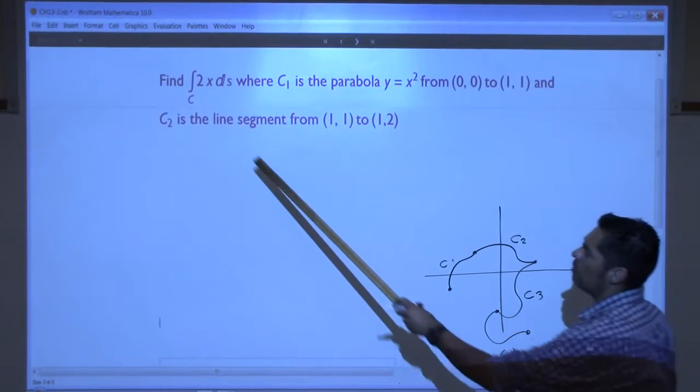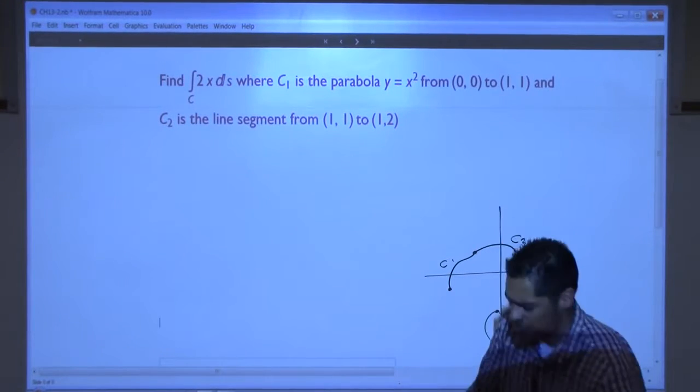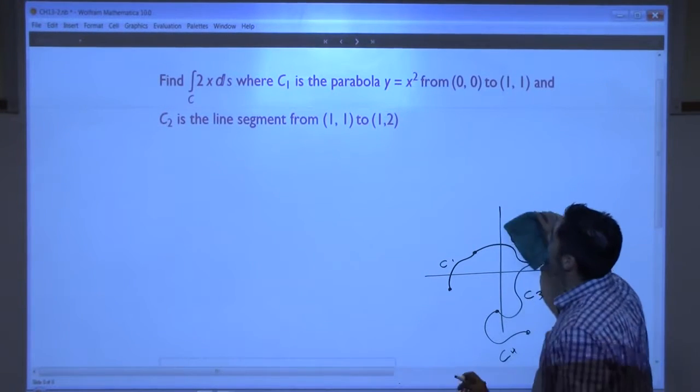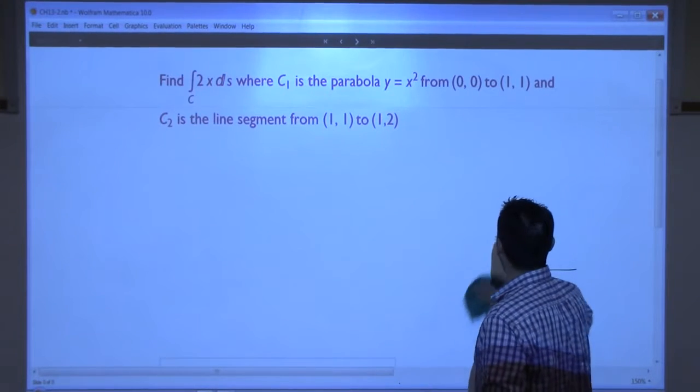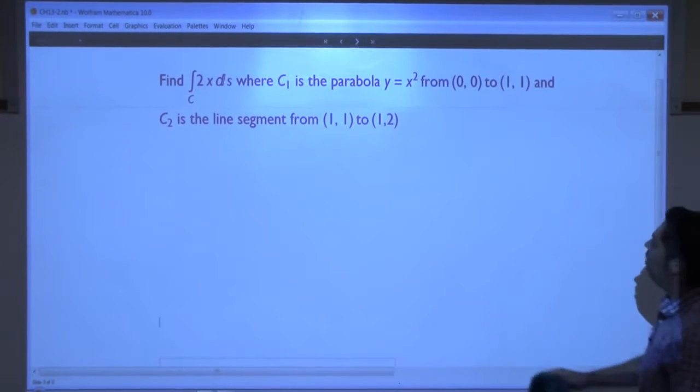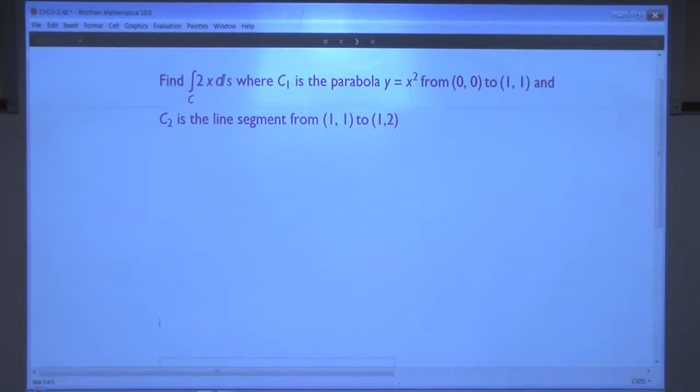Find the line integral with respect to arc length of 2x, where C1 is the parabola y equals x squared from 0, 0 to 1, 1, and C2 is the line segment from 1, 1 to 1, 2.